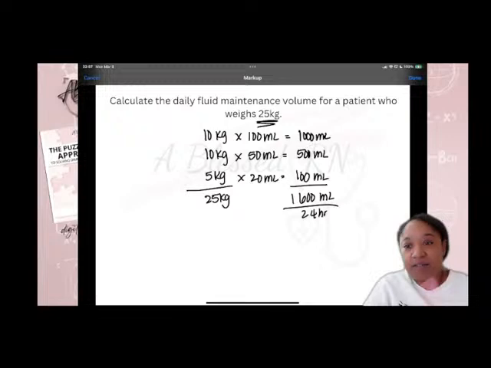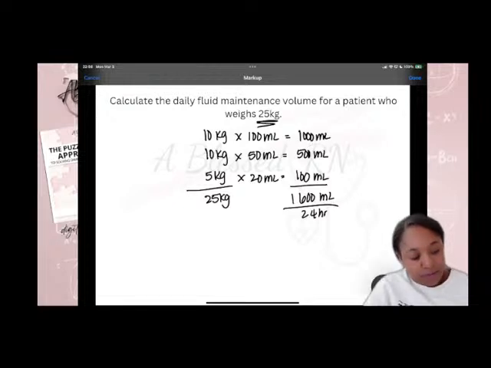If they ever ask you what you have to put on your IV pump to deliver this amount in a 24-hour period, you've got it already set up. Remember, the pump is always milliliters per hour. So 1600 divided by 24 is 66.6 repeating. If you round it to the whole number, it'll be 67 milliliters per hour.